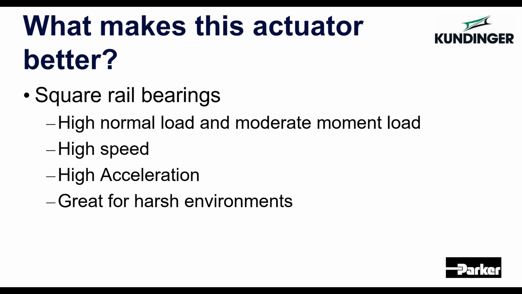I mentioned this uses square rail bearings, so much higher normal loading and moderate type moment loading. It is a single rail type setup, so not going to be as high of loading and moment loading as a dual rail setup will get you. Very good for high speed and high acceleration. It's going to be a little more precise than the OSPE-B as well. Also good for harsh environments because it does carry that same IP54 rating, and everything in the OSPE product line has a minimum of IP54.